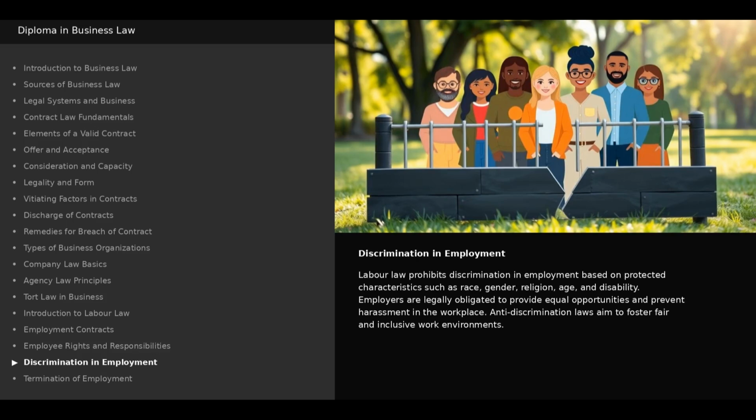Discrimination in employment. Labor law prohibits discrimination in employment based on protected characteristics such as race, gender, religion, age, and disability. Employers are legally obligated to provide equal opportunities and prevent harassment in the workplace. Anti-discrimination laws aim to foster fair and inclusive work environments.